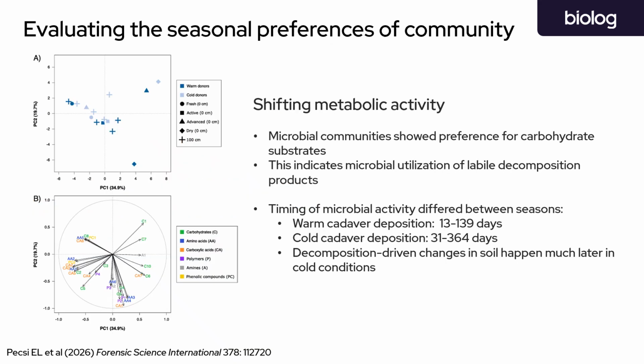The study revealed that microbial communities near this cadaver decomposition island showed a strong utilization for carbohydrate substrates. So remember in the previous example, there were no mammals nearby decomposing and they switched to a different substrate, right? But now they're switching to carbohydrate substrate. And this reflects the presence of labile organic compounds released during the decomposition process.